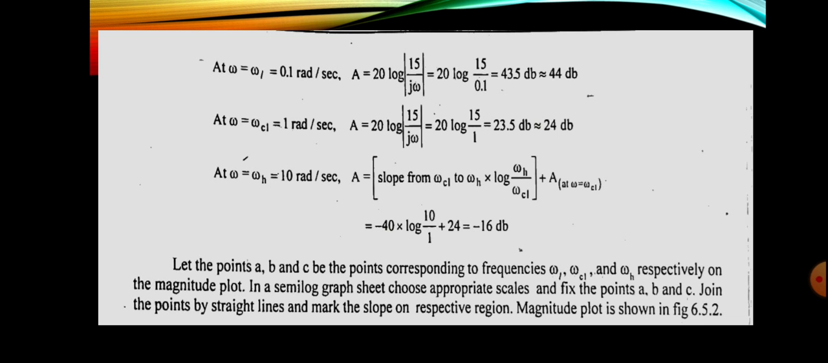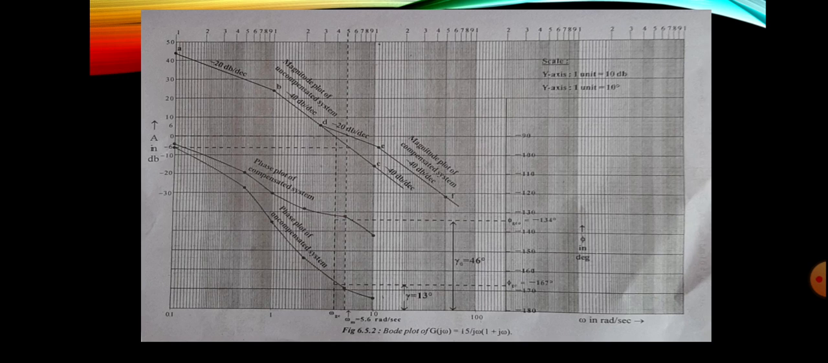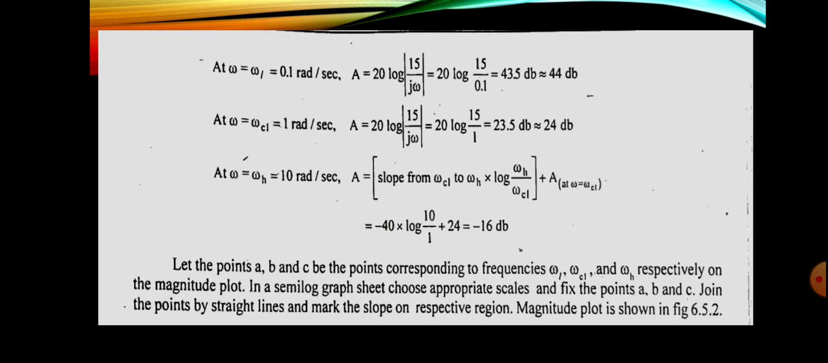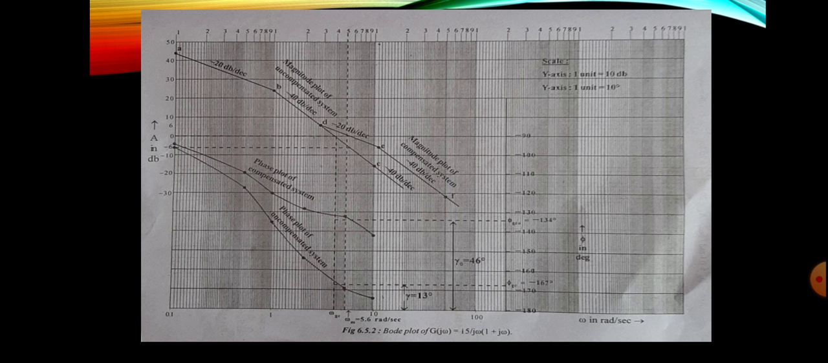So now you can mark the points. First, for 0.1, the magnitude is 44 dB. Similarly, you have to mark the scale on the y-axis. Usually we draw the magnitude plot on the upper side of this logarithmic graph, and the phase plot is drawn on the lower side of the logarithmic graph. So you can choose an appropriate division here. You know, here the positive value goes to a maximum of 44 dB. So you can use a scale up to 50 here.